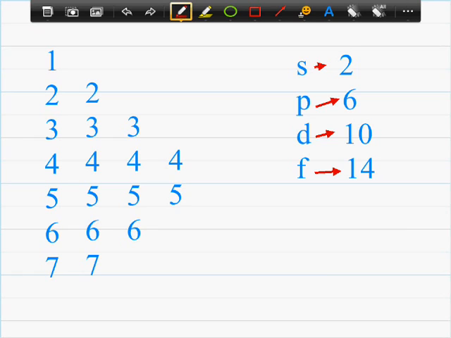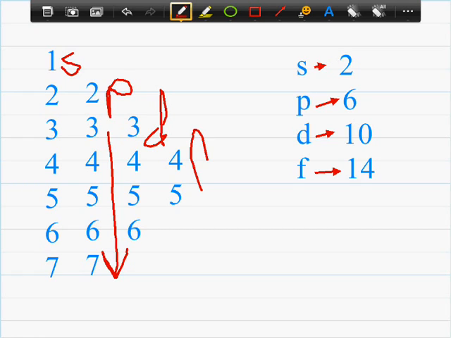The first column with the numbers 1 through 7, you label with an S. Each of the numbers, the 1, 2, 3, 4, 5, 6, and 7, have an S behind them. The second column, you put a P, and you put P's behind each and every one of the numbers in the second column. On the third column, you place a D. And on the fourth column, you place an F.